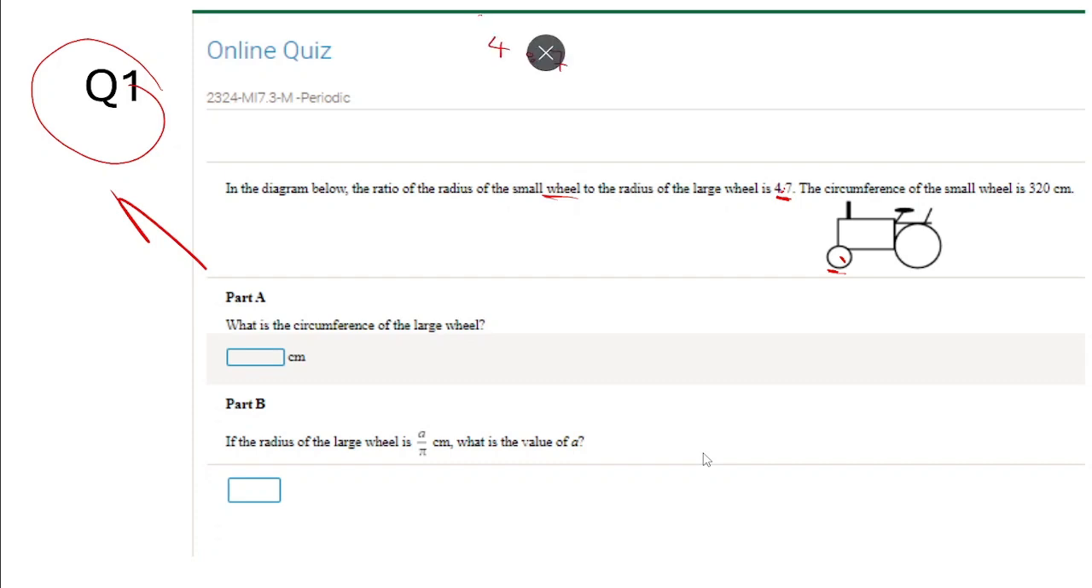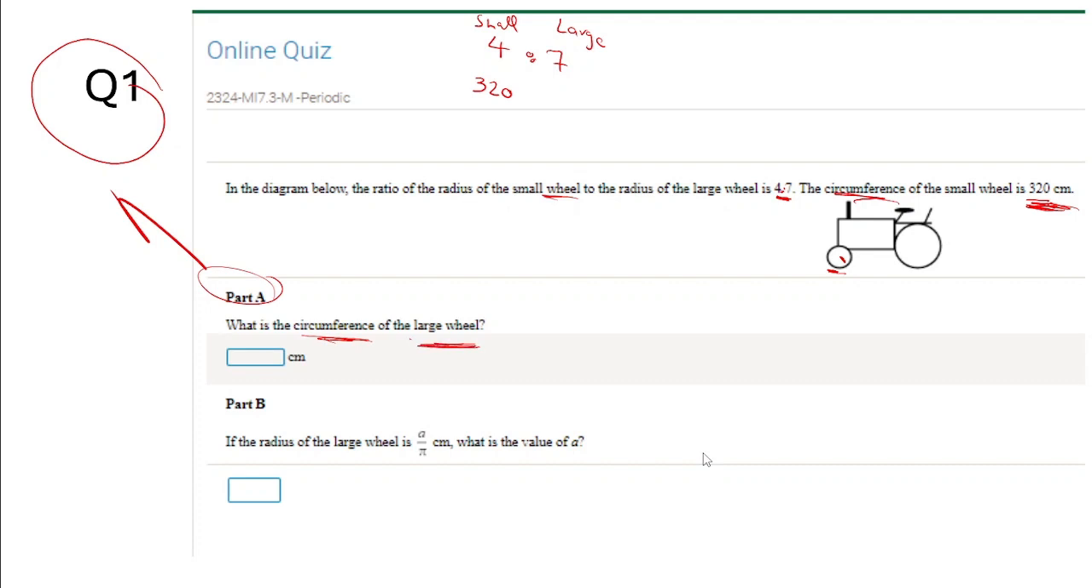This is the small wheel and this is the large wheel. Okay, so the ratio is 4 to 7. The circumference of a small wheel is 320. So the circumference of the small wheel is 320 centimeter. Okay, part A. What is the circumference of the large wheel?